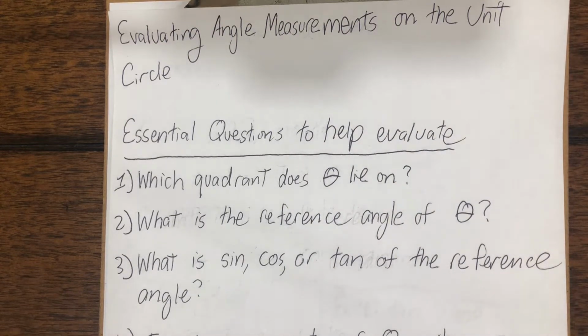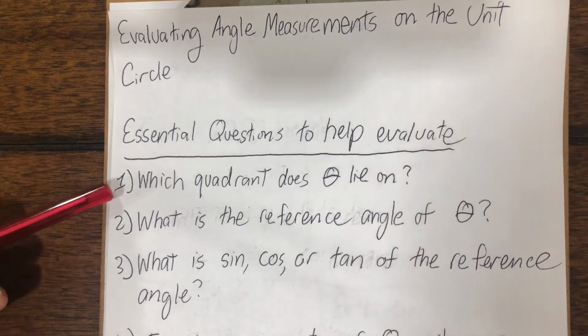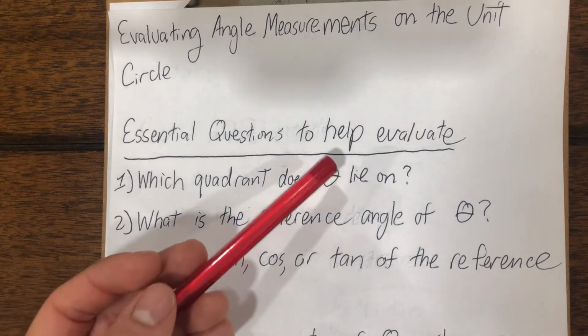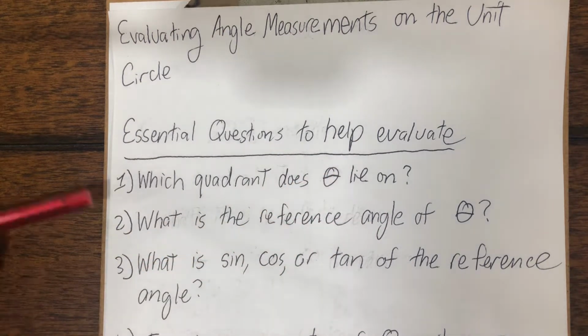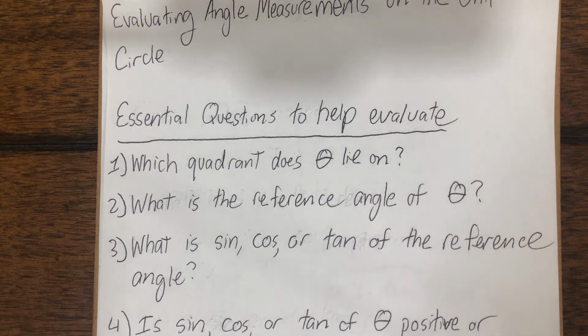In this video, we're going to take a look at evaluating angle measurements on a unit circle. Now, when evaluating a trig function of an angle measurement, we've got to ask ourselves these four essential questions. The first question is, which quadrant does the angle measurement theta lie in? The second question is, what is the reference angle of theta? The third question is, what is sine, cosine, or tangent of the reference angle?